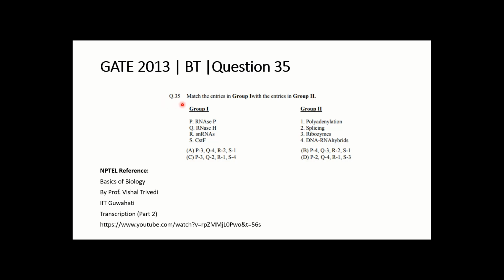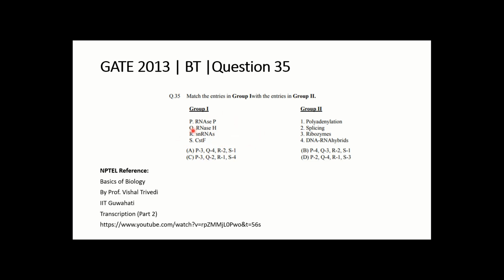Everyone, in this video we will discuss question number 35 of GATE 2013. We are given two groups, group 1 and group 2, and we need to match them. In group 1 we are given RNase P, RNase H, snRNA and CSTF, and in group 2 their functions are listed here. So we need to match.